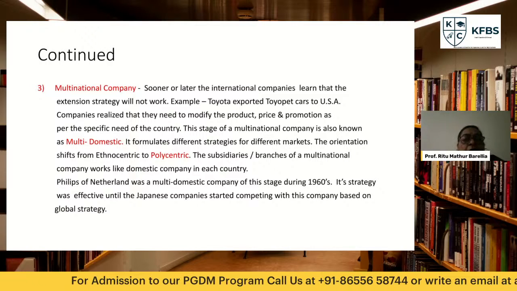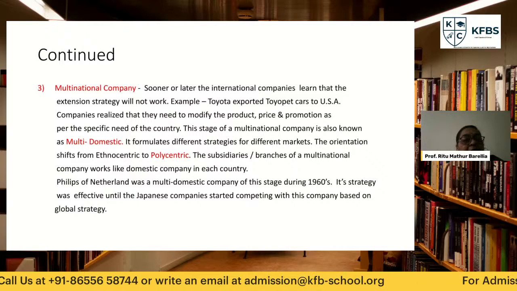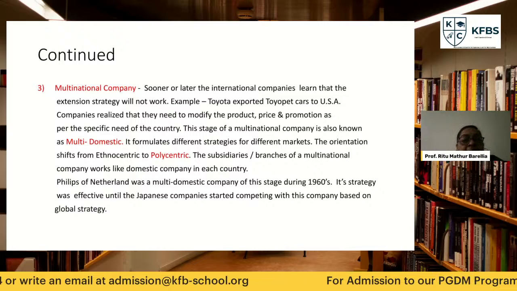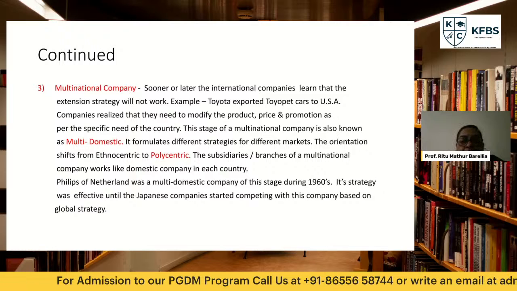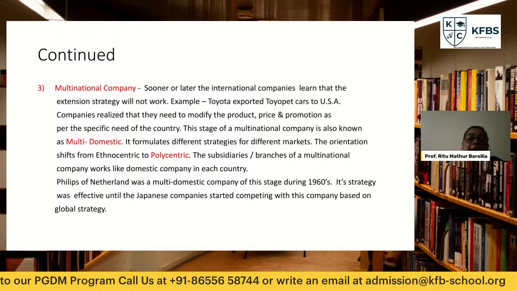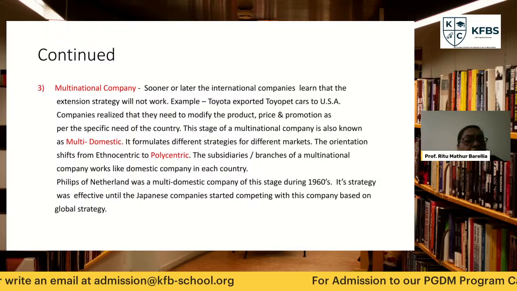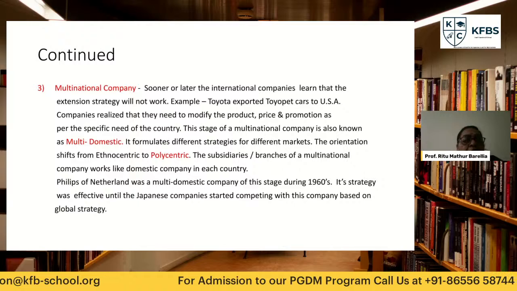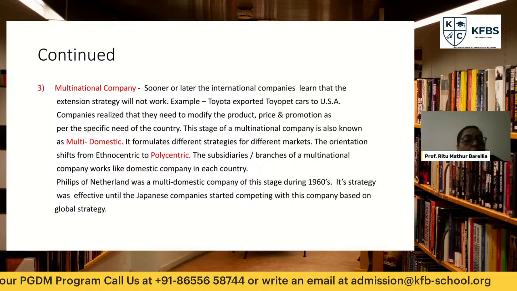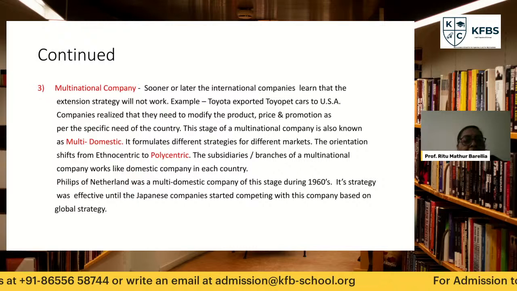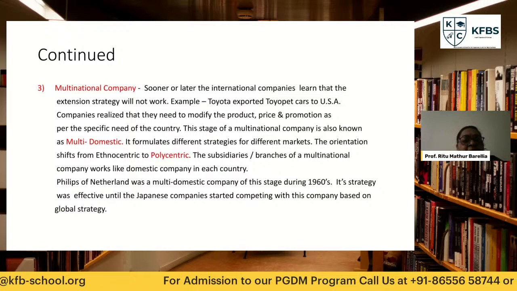Now, Philips of Netherlands was a multi-domestic company of this stage and its strategy was very effective until the Japanese company started competing with this company based on the global strategy. The Japanese company thought to standardize their products for the international market and hence they were able to achieve economies of scale and reduce their prices. Philips, who was manufacturing their products or tailor making their products for each country, could not compete with the Japanese company.